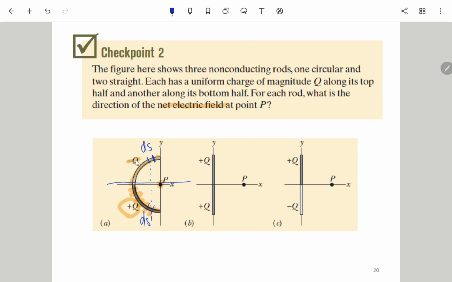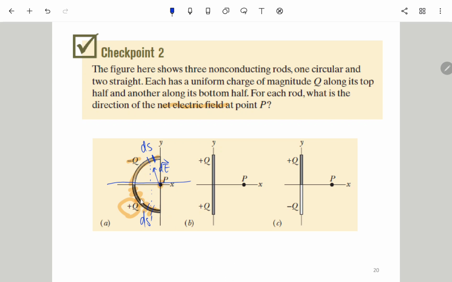So in that case, this is negative q. This is negative q. So what is the direction of the E field at point P due to this ds? It should be pointing to this side. So this is dE. This is negative charge, so the E field at this point should point toward this ds.